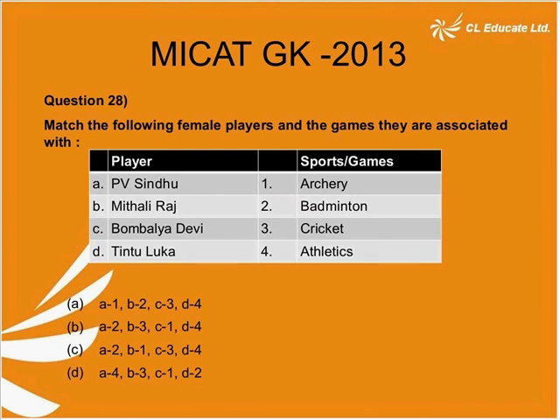The other three were so important, you know. Bombilia Devi was regarded as someone who would have won a medal. She missed by a fraction, you know. She could have won. She has that, Bombilia Devi with archery. PV Sindhu, badminton. And Tintu Luka, athletics. Yes, high jump. Exactly. That comes in athletics.